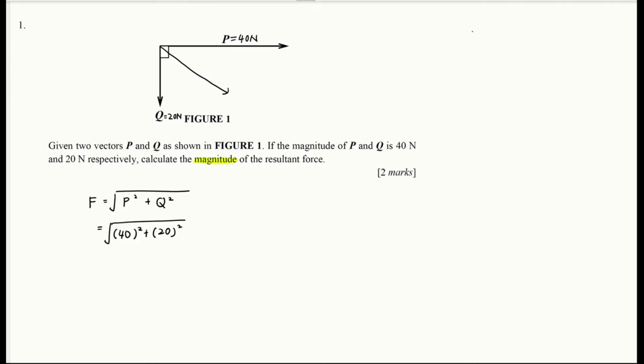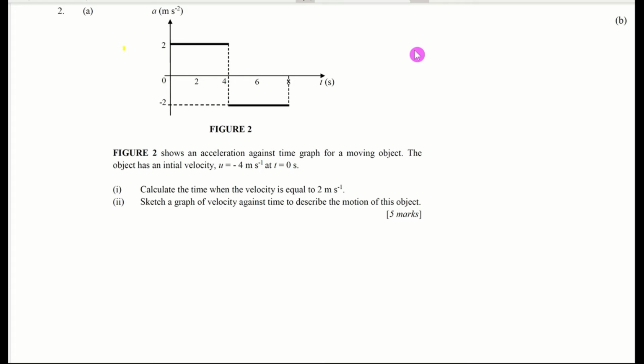So kalau kita tengok pada direction, you can see here that the direction of Q is downward direction. So kalau you letak negative pun tak ada masalah lah, negative 20 squared, still you have the positive answer. So finally, the magnitude of the force is equal to 44.72 Newton. So this is the answer for question number 1. Alright, so now let's proceed to question number 2.